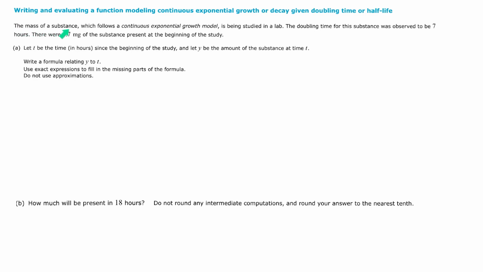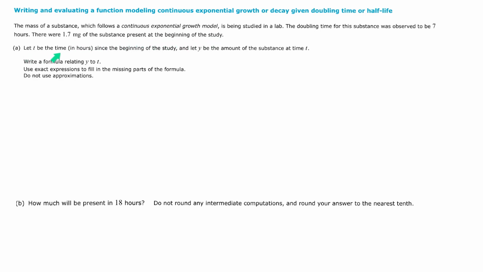The mass of a substance, which follows a continuous exponential growth model, is being studied in a lab. The doubling time for the substance was observed to be 7 hours. There were 1.7 milligrams of the substance present at the beginning of the study.